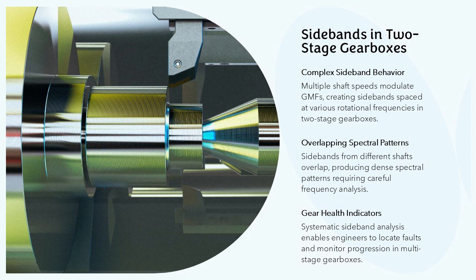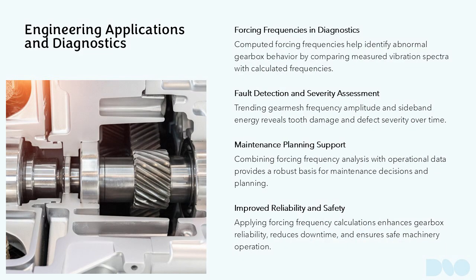Despite this complexity, sidebands remain one of the most powerful indicators of gear health. When analyzed systematically, they allow engineers to pinpoint fault location and progression even in multi-stage gearbox systems. The image represents an industrial gearbox application where vibration-based diagnostics are applied for condition monitoring and fault detection. Computed forcing frequencies are fundamental tools in engineering diagnostics and condition-based maintenance.